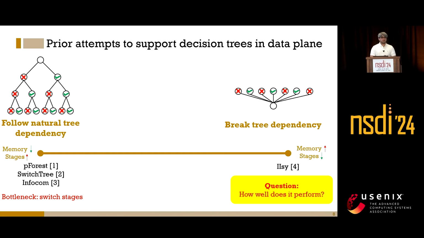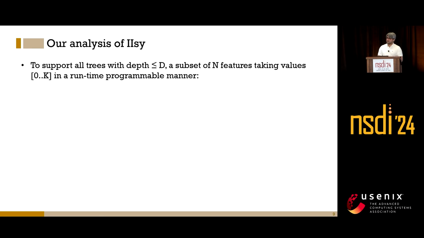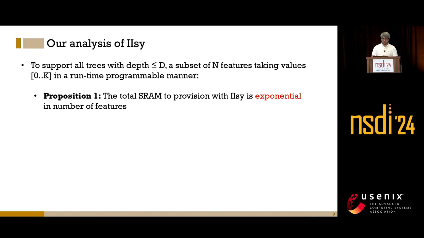So this leads us to the question, how bad can this memory use get? To understand this, we have presented some analysis in our paper to explore the memory requirement to provision for all trees within a class, and we find that it is prohibitive. Based on our analysis, we present two key results. Firstly, the total SRAM to provision with Easy is exponential in the number of features.